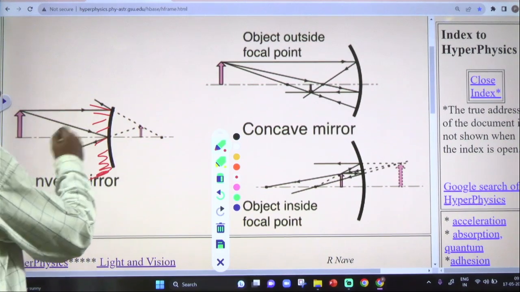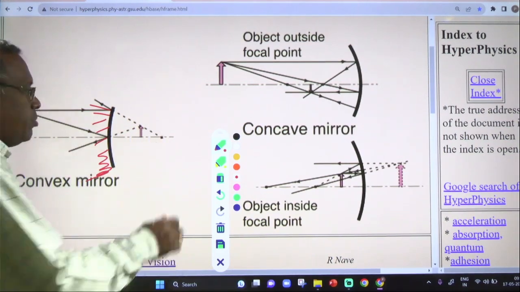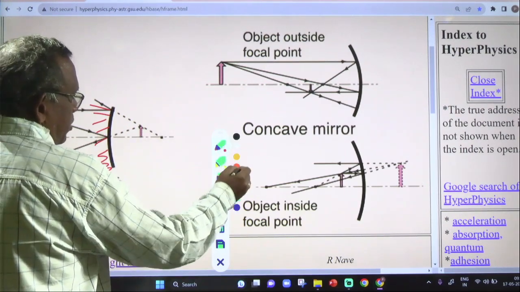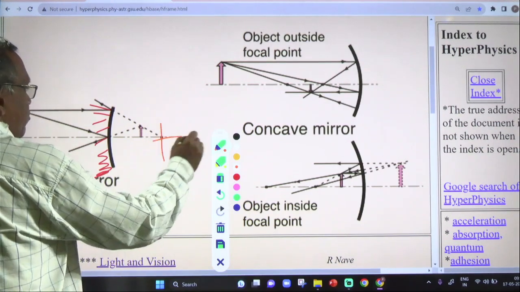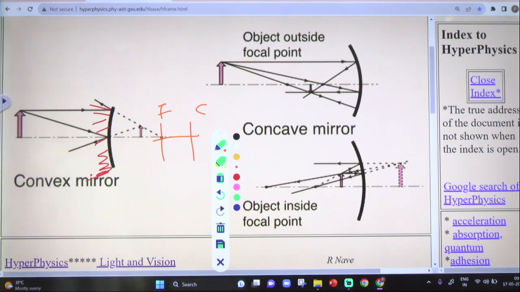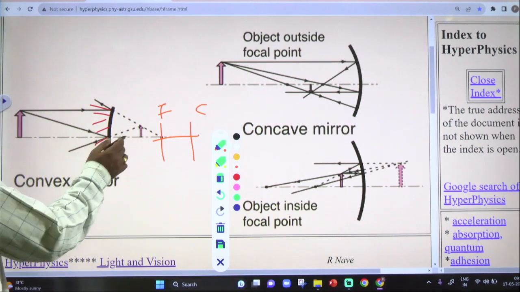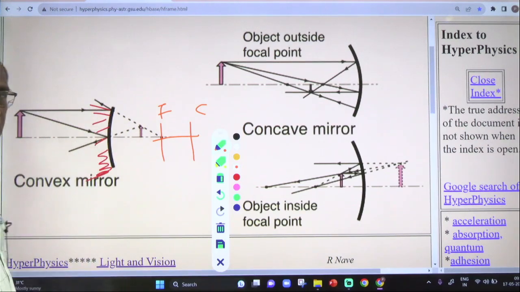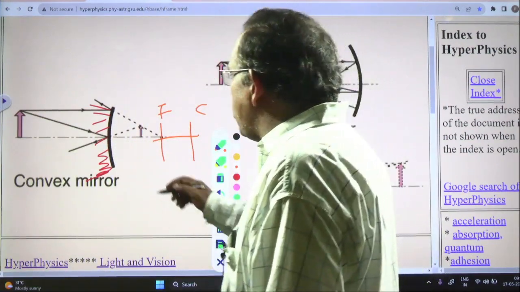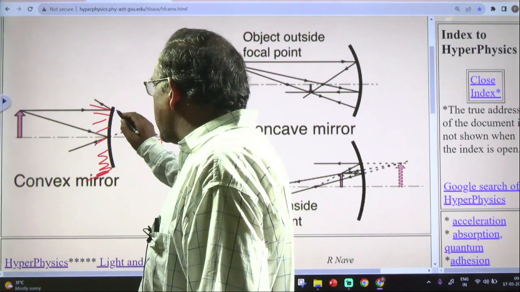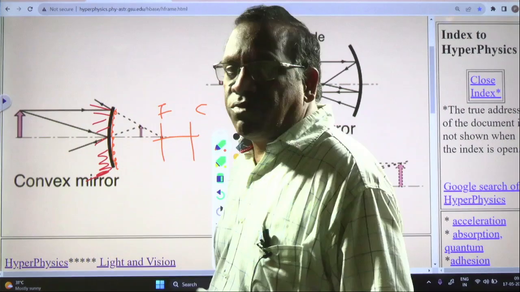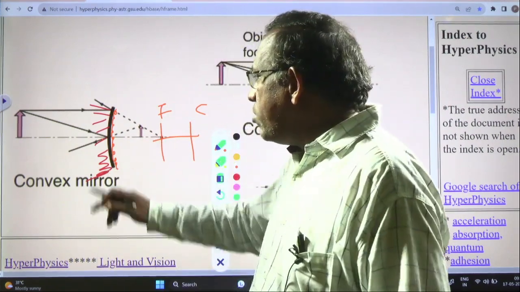Usually for a mirror there is a center of curvature. The center of curvature is on the other side. This is the center of curvature or focus, etc. The reflecting surface is on the other side of the center of curvature. This surface is the colored surface, and the colored surface is towards the center of curvature. Such mirrors are called convex mirrors.